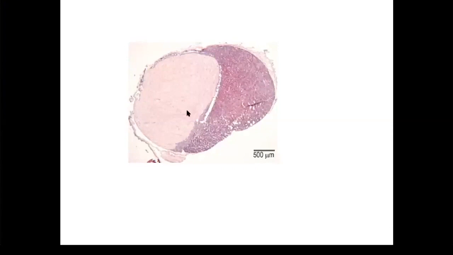This is a histology slide of the pituitary gland. This is the posterior lobe of the pituitary gland, and this is the anterior lobe. Notice the difference in the staining. The posterior pituitary is lighter in color than the anterior pituitary.